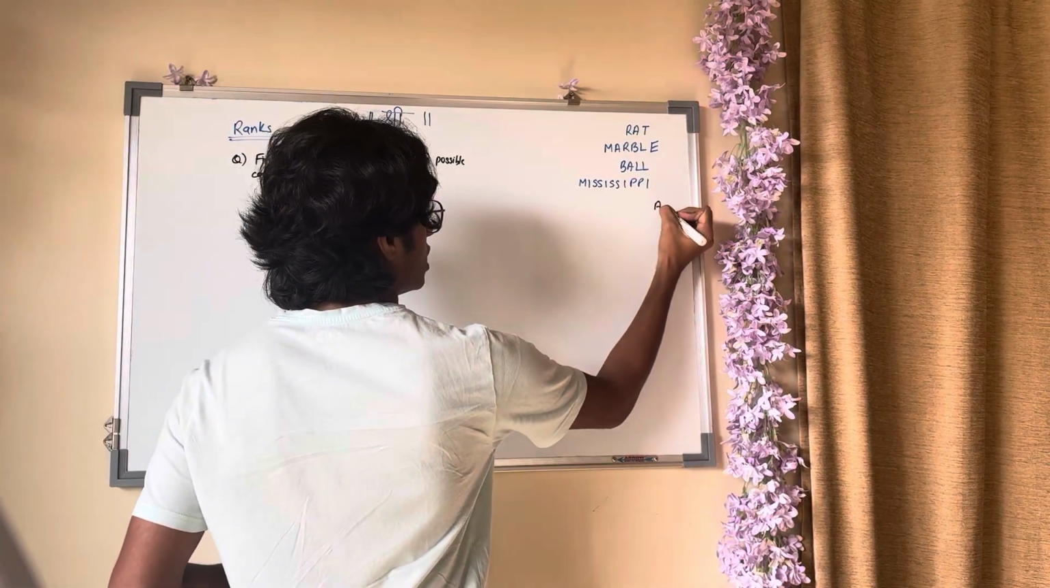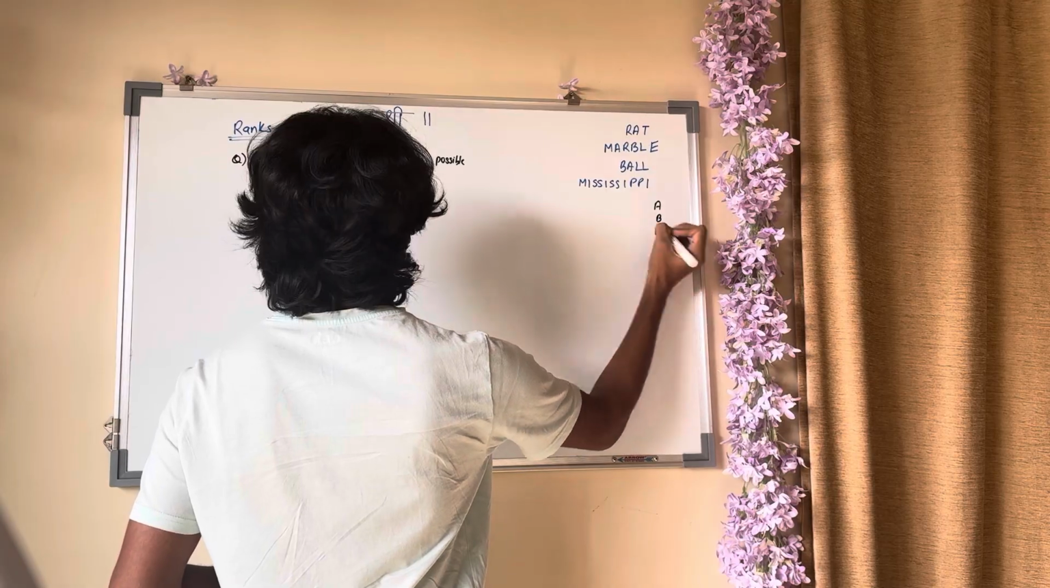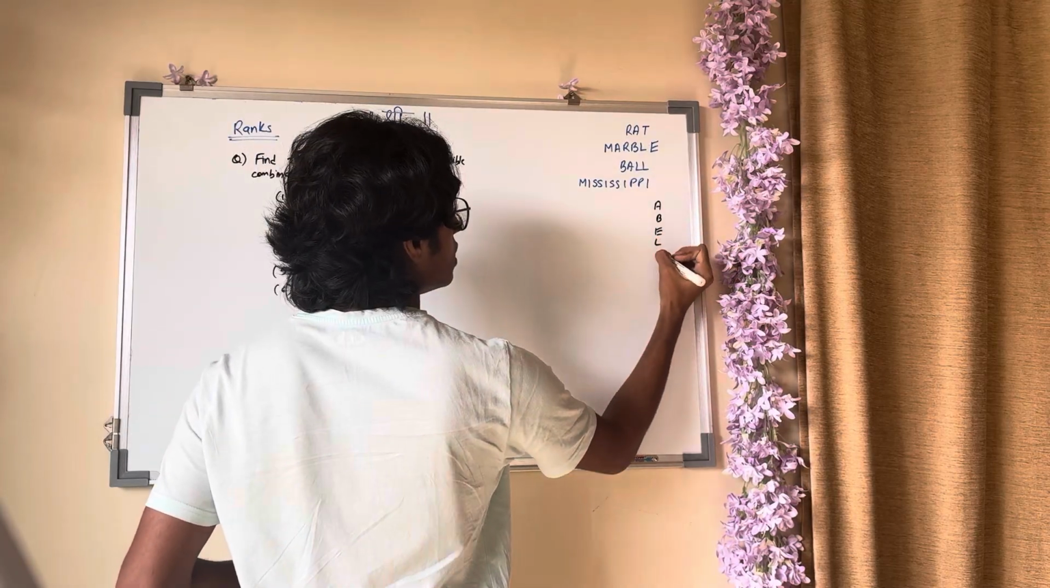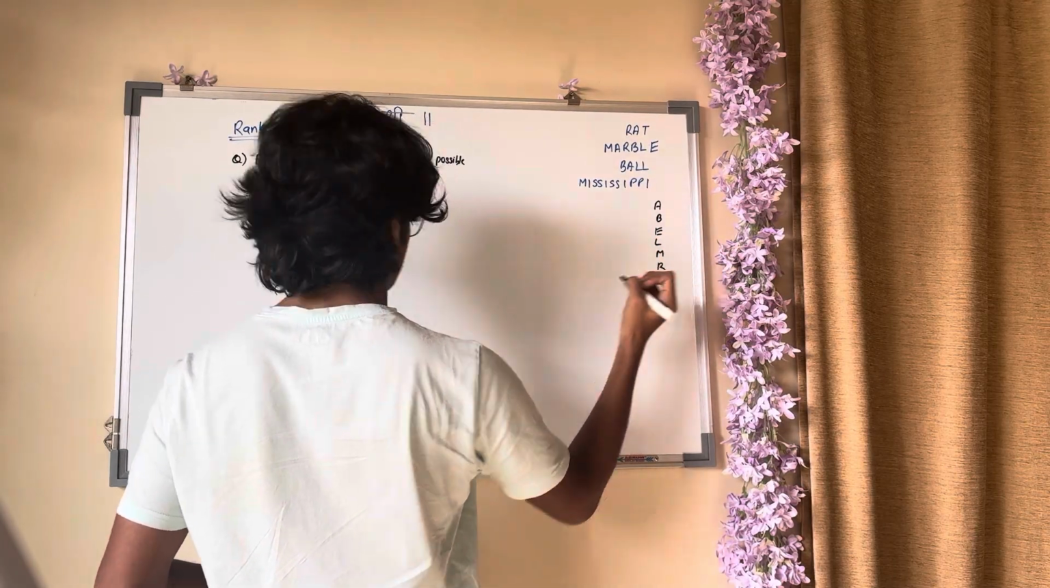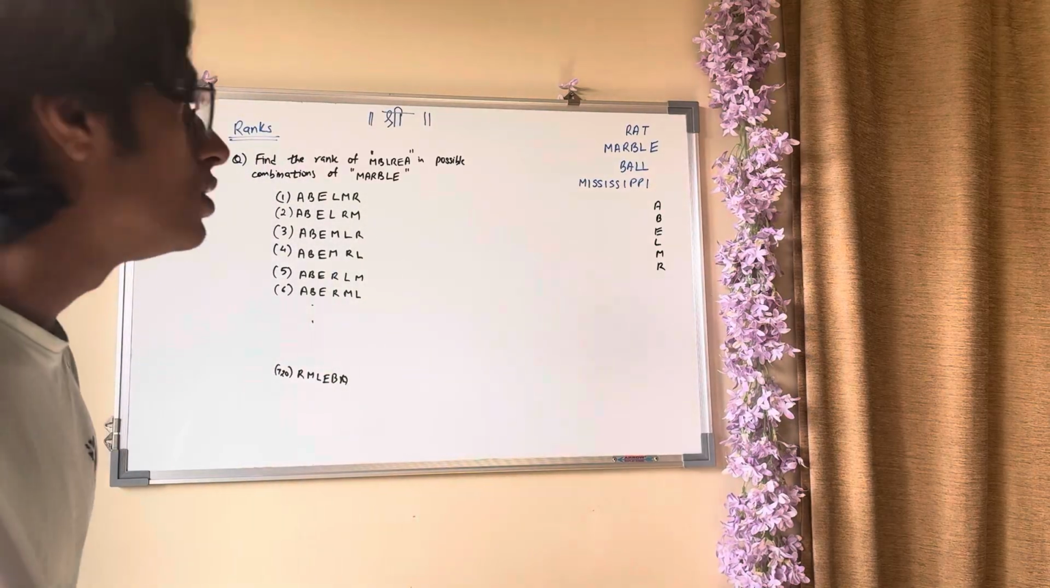The letters were A, B, E, then L, M, and R.